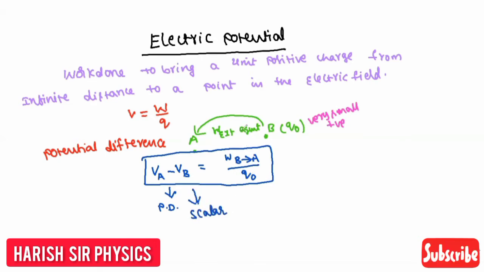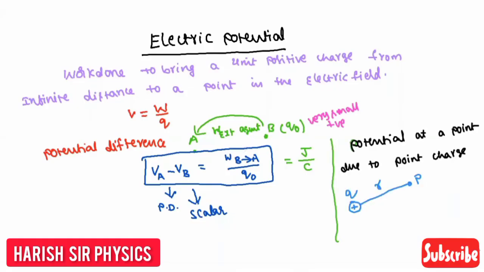This is a scalar. If you take the unit, work done is nothing but a joule. Charge is nothing but a coulomb. So the unit is joule per coulomb.